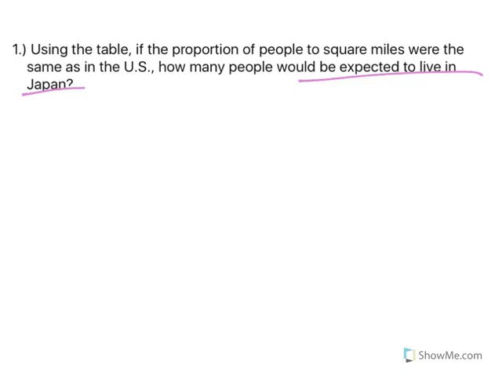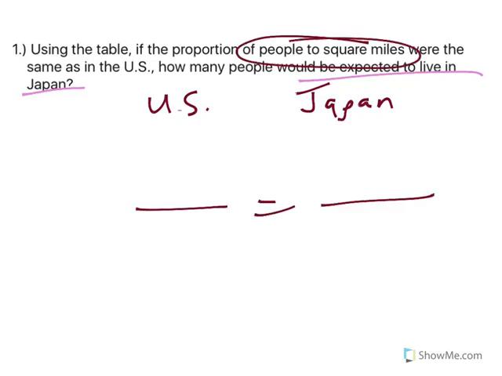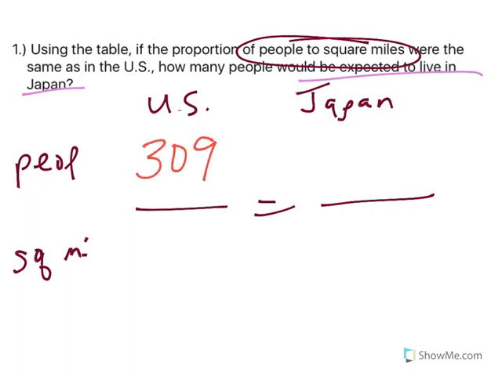We're saying Japan is just like the U.S. Okay, so who are we comparing? We got the U.S., we got Japan. And what are we comparing? Well, people to square miles. So we got the people and we got the square miles. And that's population density, right? People over square miles. So we're saying they're the same as the U.S. So the U.S. has 309 million people. I'm going to just call it 309 and know that my people is all in millions. And the square miles for the U.S. is 3,717,811.